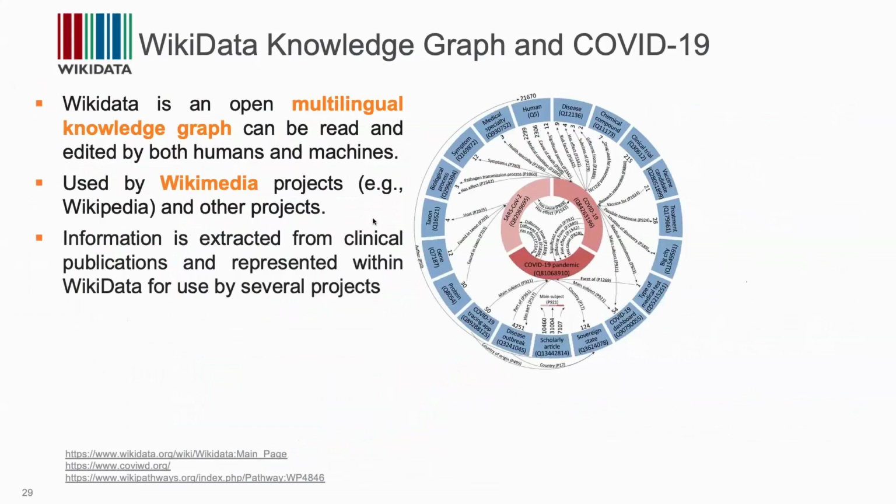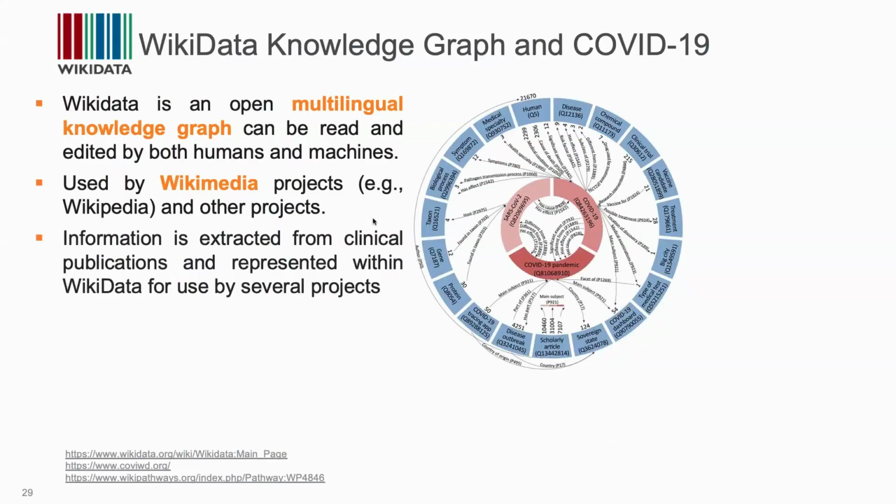So how do knowledge graphs come into this picture? Well, you must be familiar with the Wikidata knowledge graph. It's an open multilingual knowledge graph that can be read and edited by both humans and machines, and it is often considered to be the backbone of several Wikimedia projects, including Wikipedia, which you might have used.